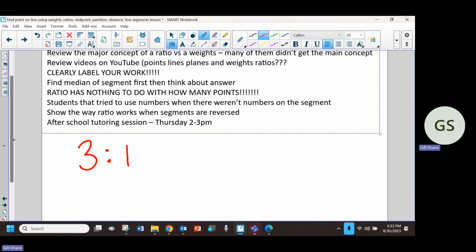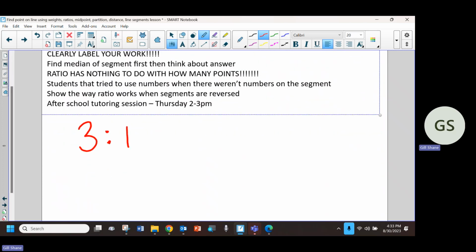And I'm going to go over another thing that I didn't go over in class. I told you it wasn't going to be on the quiz, but you do need to understand it. But the way we learned about ratios, if I have a line segment and I have points on both ends, this is saying that we want to split that line segment into a ratio of 3 to 1. It is about length. A ratio is about length.